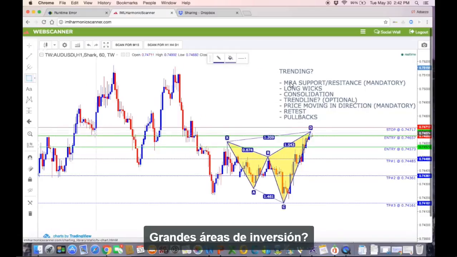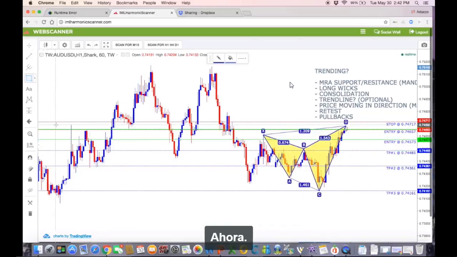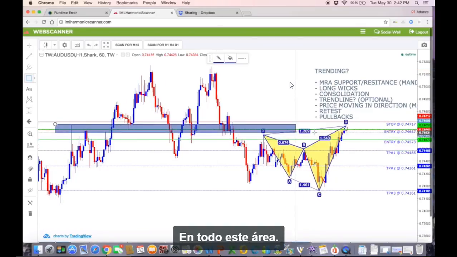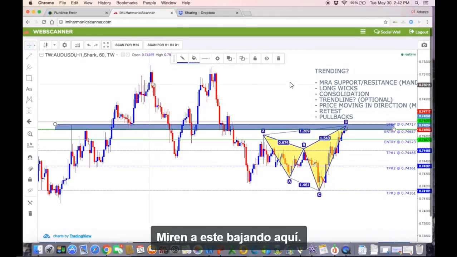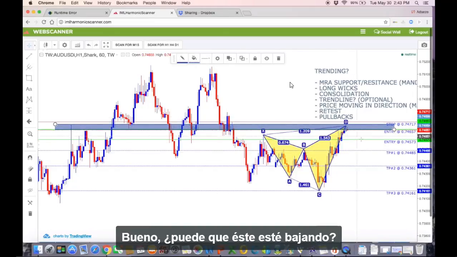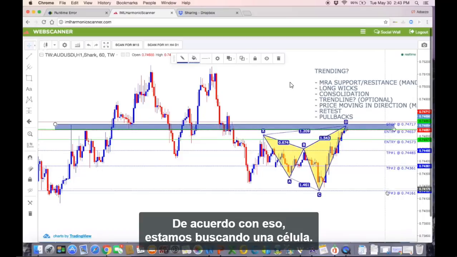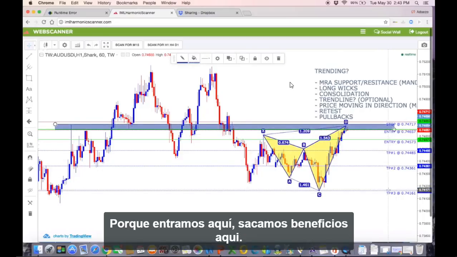Major reversal area. When do we want it? Now. Okay, sorry. All in this area. Nice major reversals happening. Look at that sucker. Look at this right here going down. Well, could this be going down? According to this, we're looking for a sell. Why? Because we entered here, take profits down there.